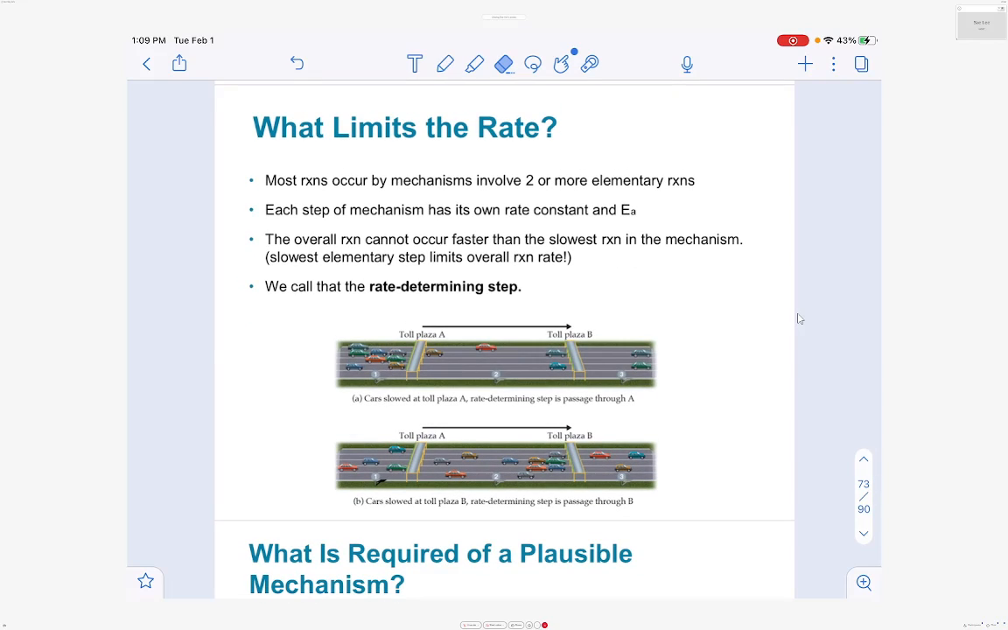So an elementary reaction is a single step reaction where reactants become product directly. However, most reactions occur through multi-step reactions, which means two or more elementary steps are involved. Most reactions are like that.